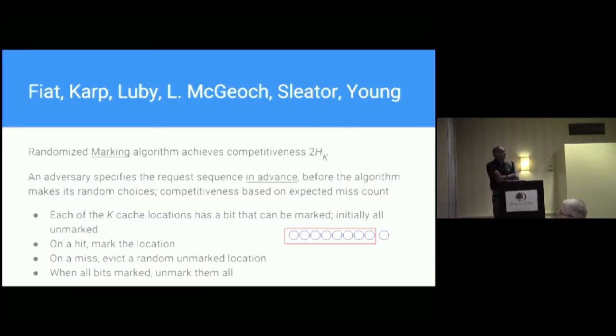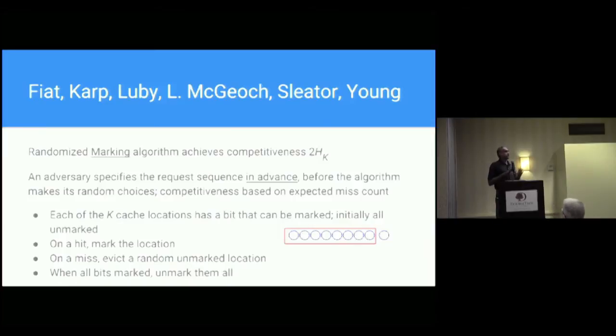Now, crucial to this is the following modeling assumption, that the adversary specifies in advance the request sequence of items to be sought before the algorithm makes any random choices. So the only thing the adversary is unaware of is what random choices are actually made in an execution of the algorithm. All right, so here's the algorithm.